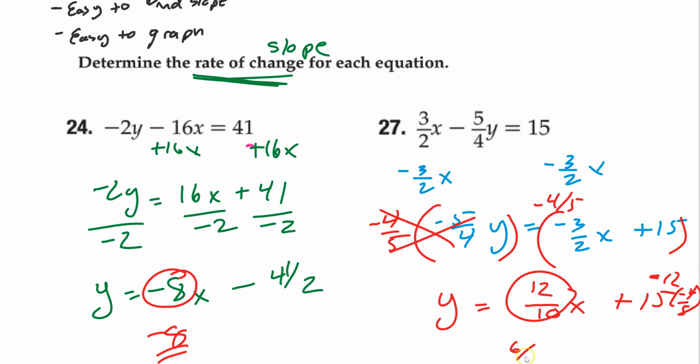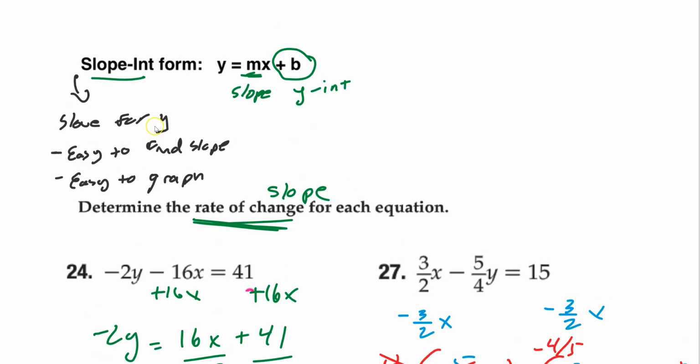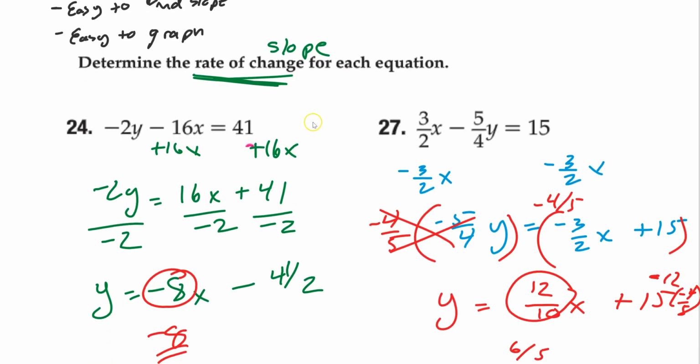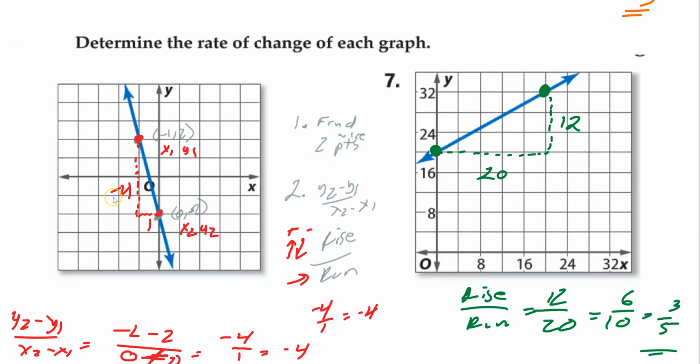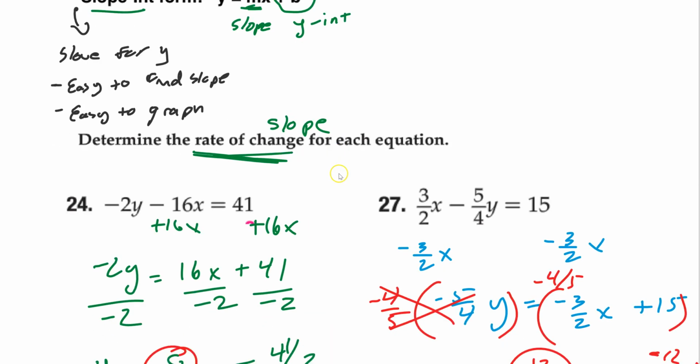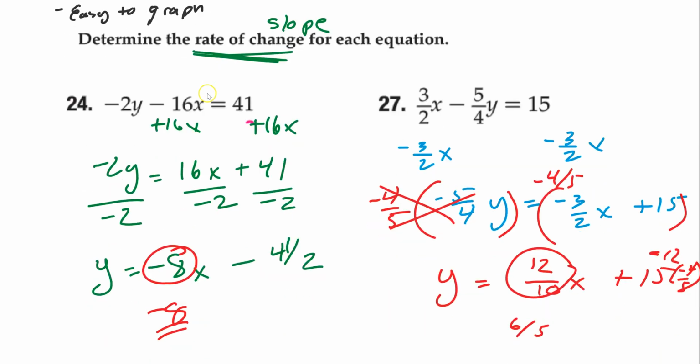Or 6 over 5. Again, easiest way to find rate of change is this. If you have an equation, just put it in slope-intercept form. Solve for y. Easiest way to find the slope if you have an equation. If I give you a graph, find 2 points, and once you do that, either rise over run, or do the formula. If I give you an equation, just put in slope-intercept form.